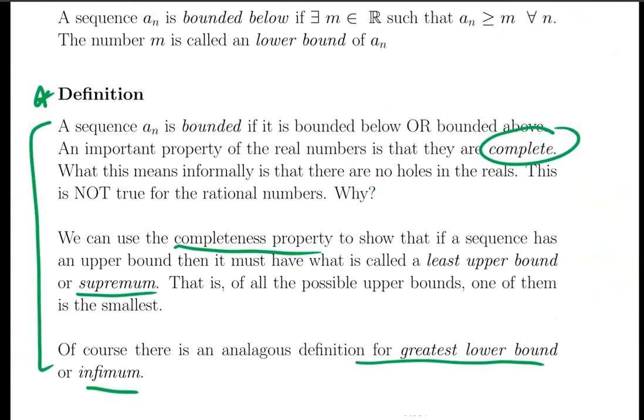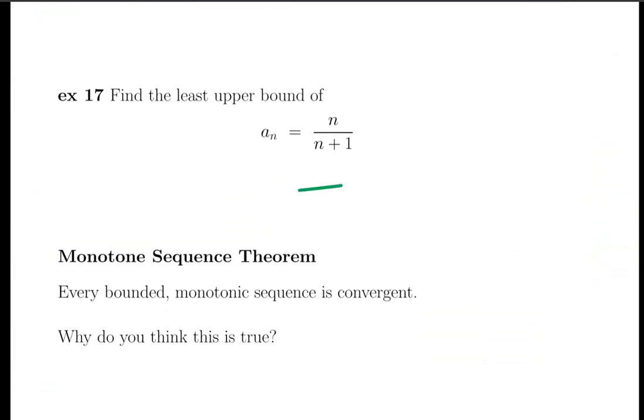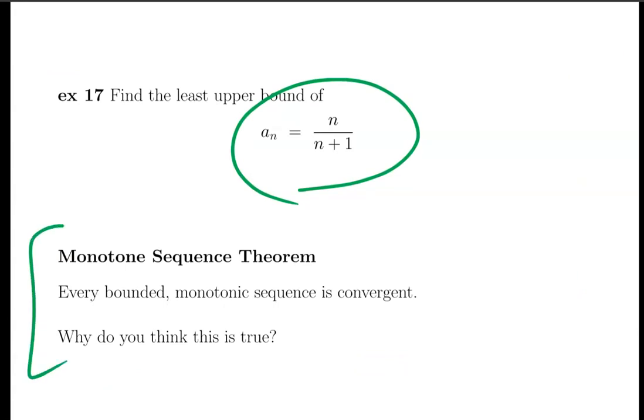So why do I mention all this stuff? Well, just to finish it up, we already talked about this: the least upper bound is 1. And we're going to finish it up with the monotone sequence theorem. Every bounded monotonic sequence has to be convergent.